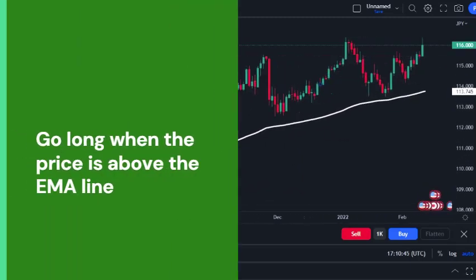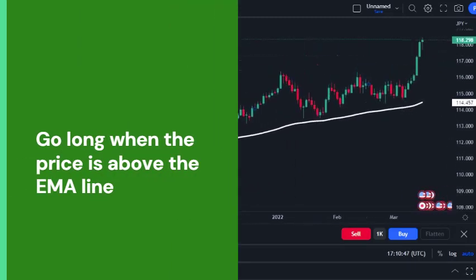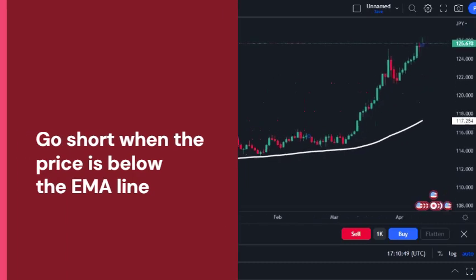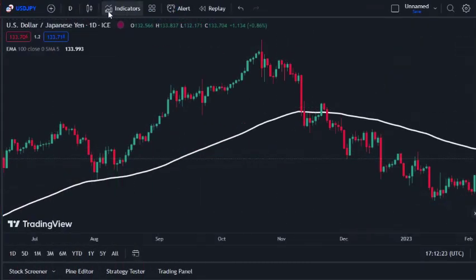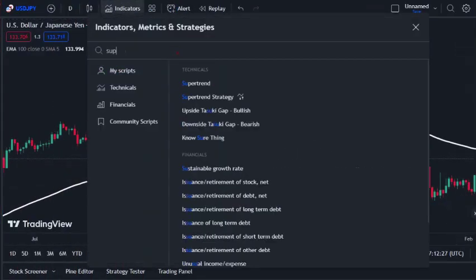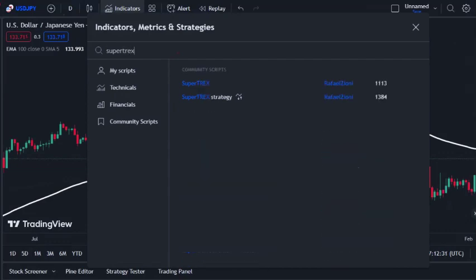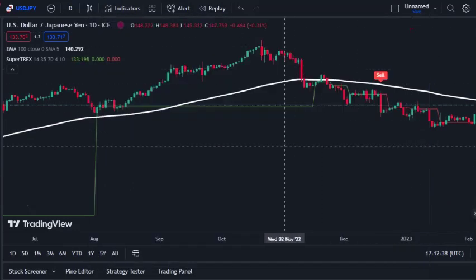So to get into a good trade, go long when the price is above the EMA line and go short when the price is below the EMA line. Okay, now let's add our second indicator, which is called Supertrend. Add that indicator and change its settings exactly as shown in this video.